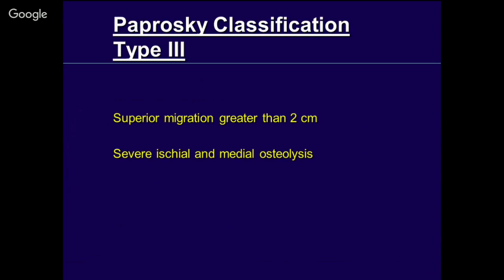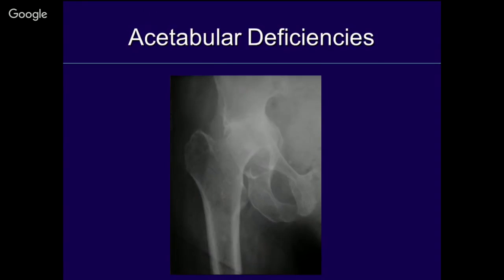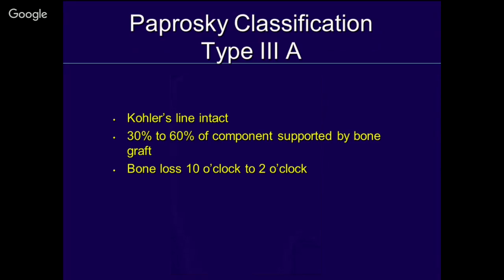Now there is a type 3. In type 3, there is a superior migration of more than 2 centimeters, and it is associated with ischial bone deficiency and medial osteolysis. So this is a type 3 deficiency. Now in type 3A, the Kohler line is intact. That means the posterior column is intact. There are 30 to 60% of the components supported by the bone graft, and the bone loss is mainly from the 10 o'clock to 2 o'clock positions.